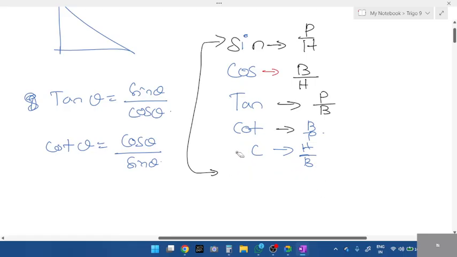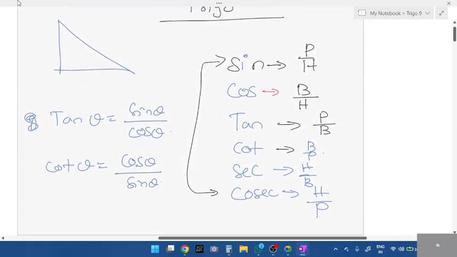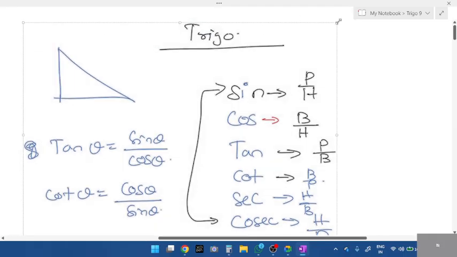Done? Sin, cos, tan, cot, sec, cosec. For the left hand side, which relation do we use? Yes, reciprocal relation.